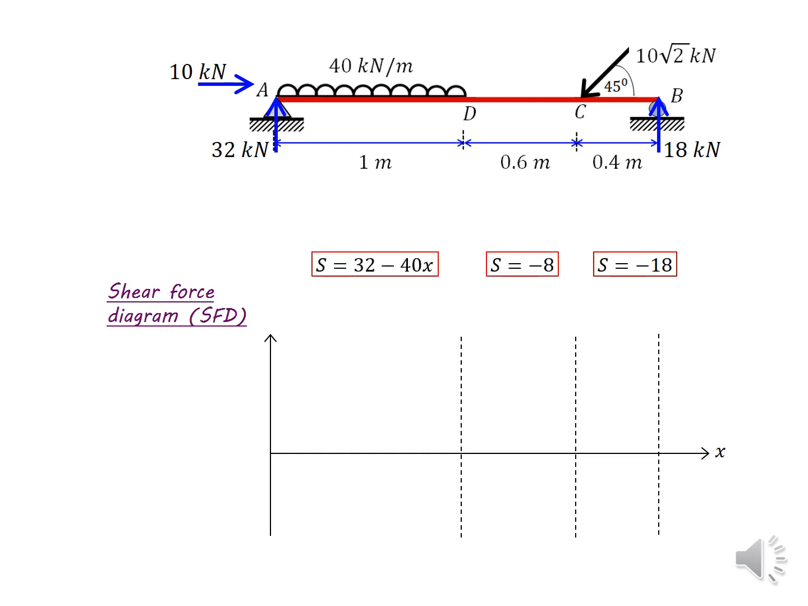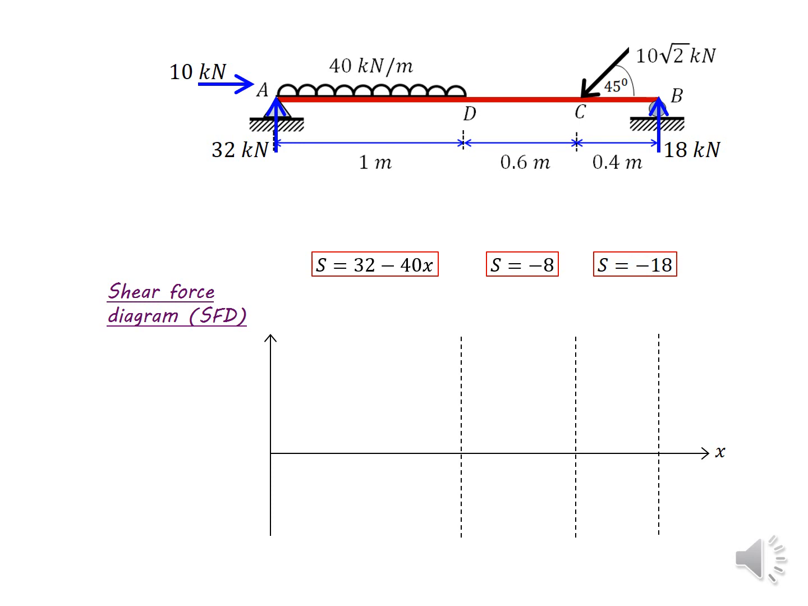Okay, let's draw the shear force diagram too. You can see in the red boxes that I have marked all the shear force equations we got from the three free body diagram analyses. In the first section, from A to D, we got the shear force equation as S equals 32 minus 40x, and hope you can remember these equations. And from D to C, we got S equals minus 8, and in the last analysis of the free body between section C and B, we got S equals minus 18.